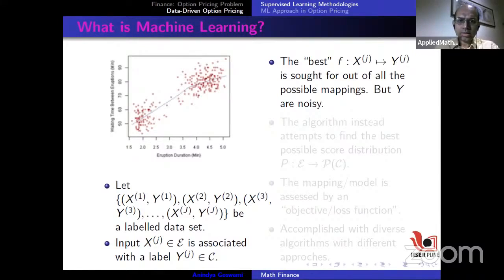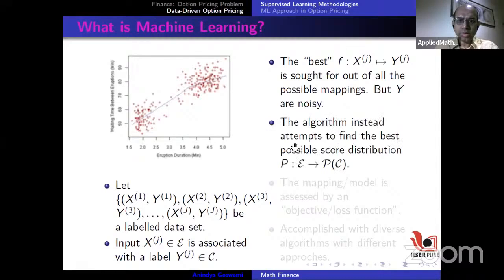Okay, so that is the thing. So the algorithm, instead of attempting to find the best possible function f, would try to find out the best possible distribution from the domain E to the set of all probability measures on C. And how to do this best thing is by optimizing some loss functions, etc.